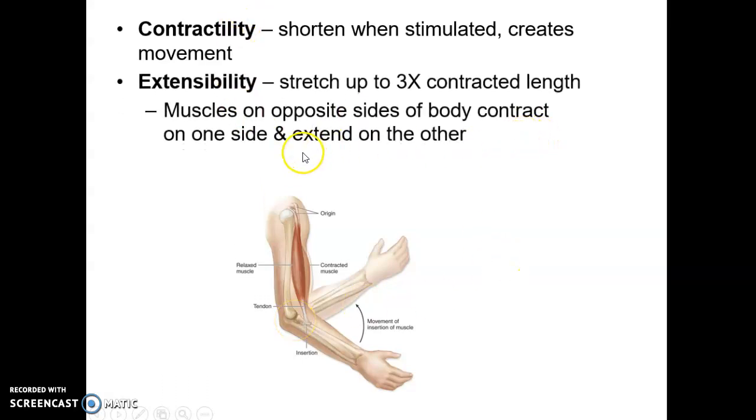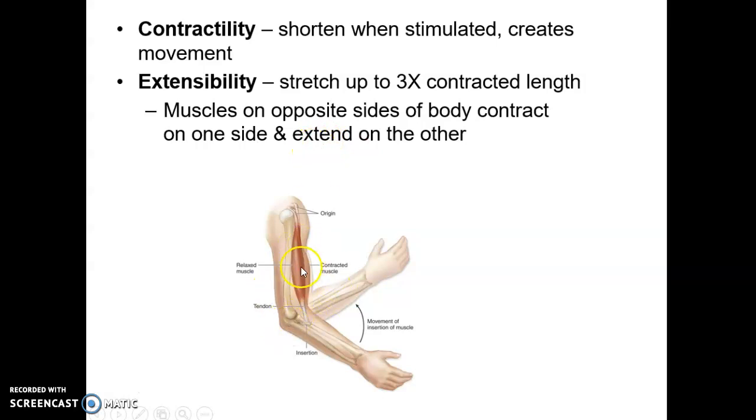Muscles also can be stretched. Muscle fibers can also be stretched, so they have extensibility. They can stretch up to 3 times their contracted length. And this hopefully will make sense in the sense that muscles usually work in opposition to each other. So muscles on opposite sides of the body or body structure contract on one side and relax on the other side. And the relaxed muscle gets pulled or extended.